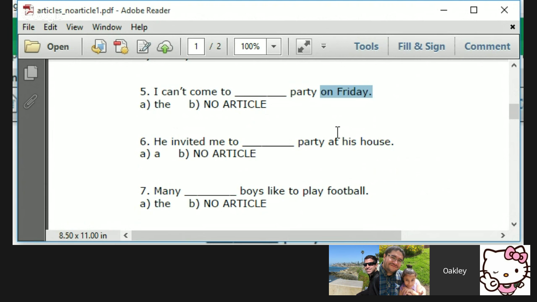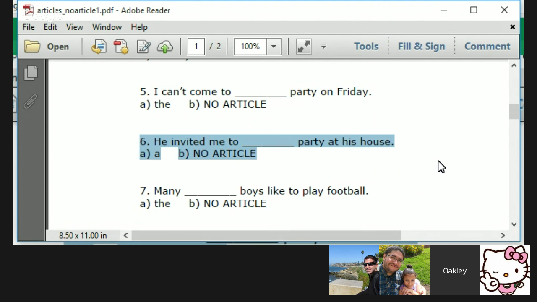Usually, and sometimes this can be tricky, if we have prepositional phrases, especially prepositional phrases that show time or place or purpose directly related to the noun, then it's defined. We know which party. It's defined because it's the one on Friday. That's it. Very good. Okay, number 6, Vitor.